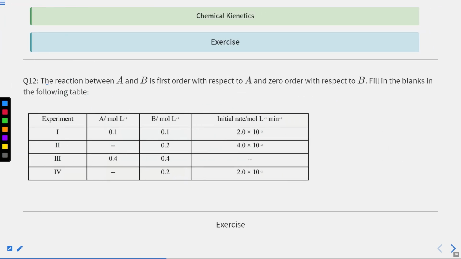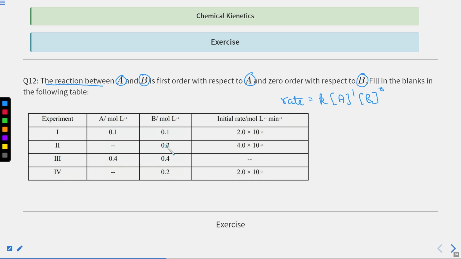Next question. The reaction between A and B is a first order reaction with respect to A and 0 with respect to B. So basically it has been written here that we have a rate. If you write the rate, it will be equal to k a to the power how much? It is first order, so a to the power 1 with respect to A, and with respect to B it is 0 order, so it will be 0.